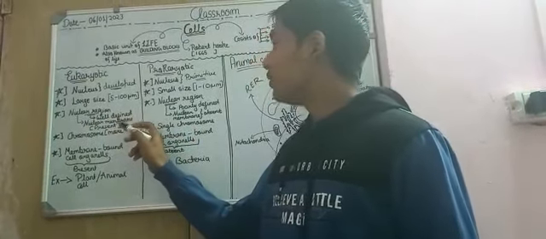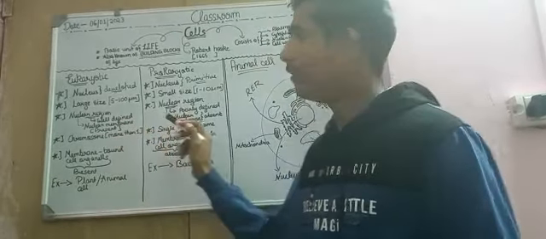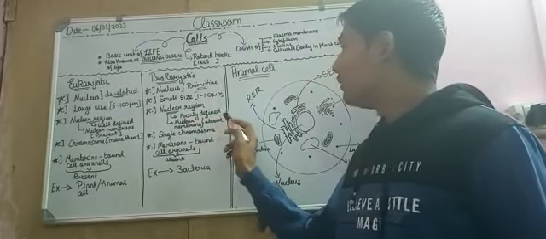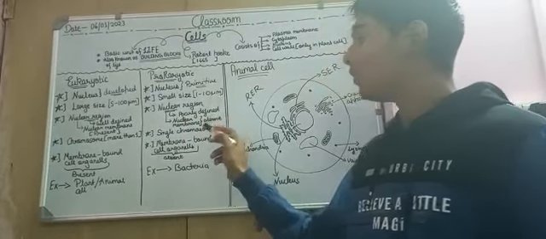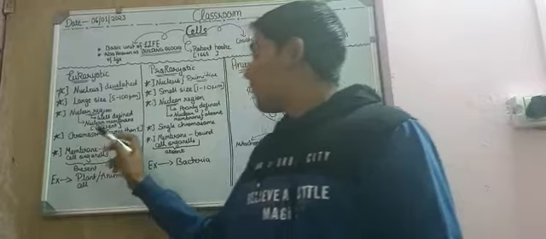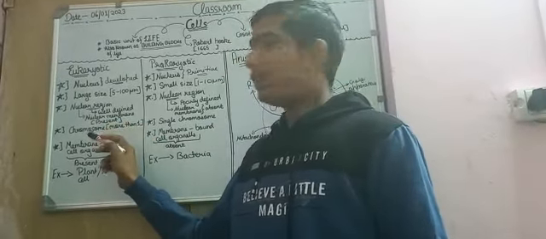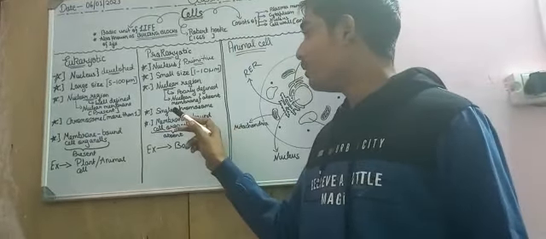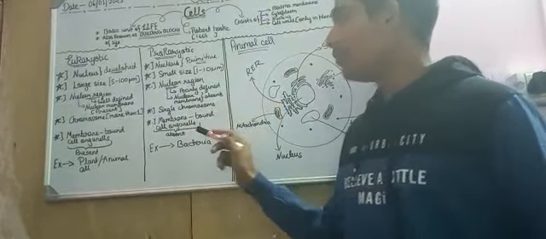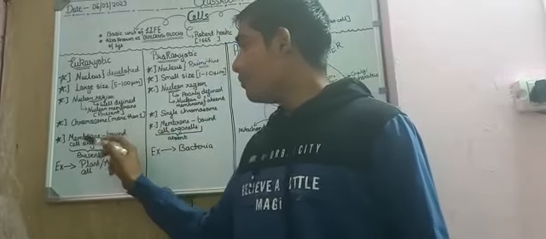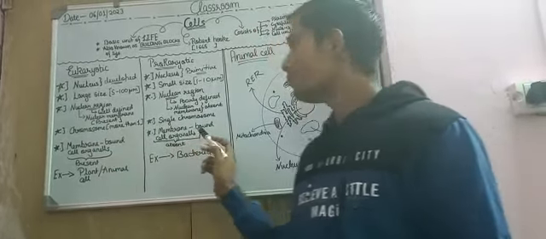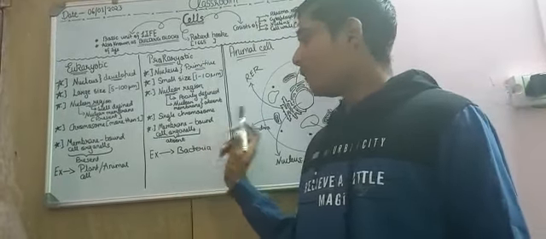In eukaryotic cells, the nuclear region is well defined because of the presence of a nuclear membrane. In prokaryotic cells, the nuclear region is poorly defined because of the absence of a nuclear membrane. In eukaryotic cells, there is more than one chromosome. In prokaryotic cells, they have a single chromosome. In eukaryotic cells, membrane-bound cell organelles are present, and in prokaryotic cells, membrane-bound cell organelles are absent.